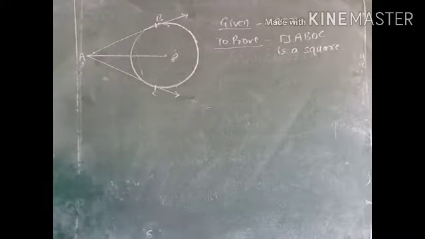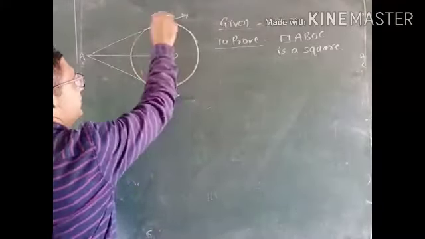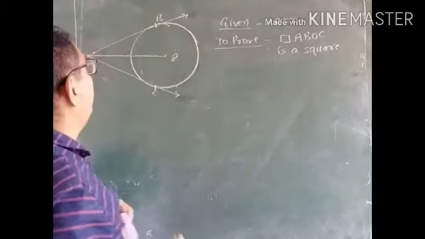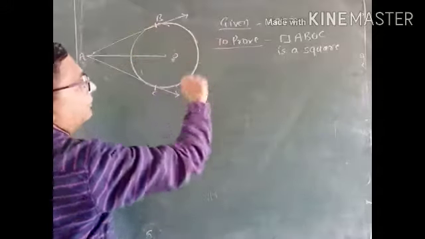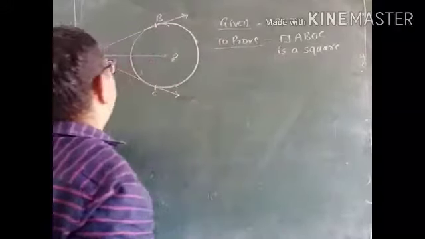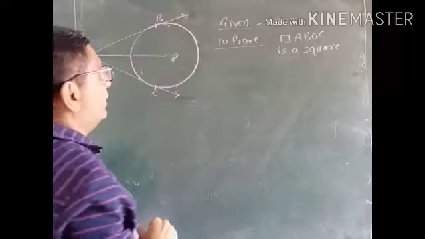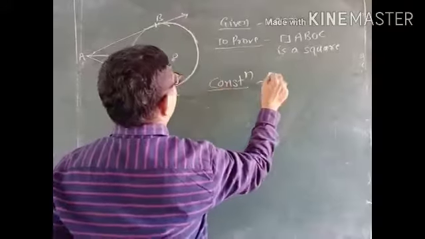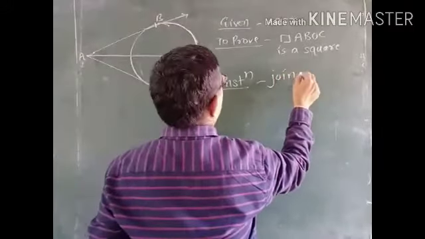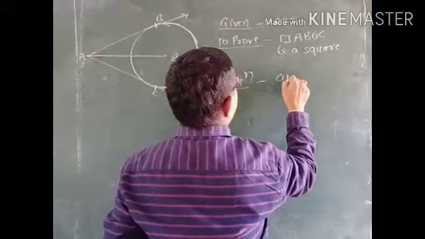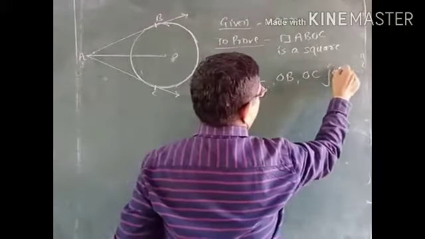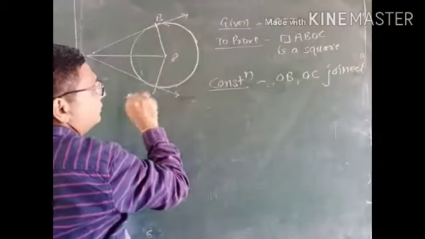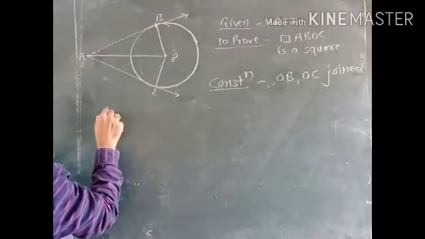Now, watch this figure. This is the same circle with center O. AB and AC are tangents and AB is equal to R. Now we have to prove quadrilateral ABOC is a square. Therefore, we have to make a construction and join OB and OC. Now, the proof.